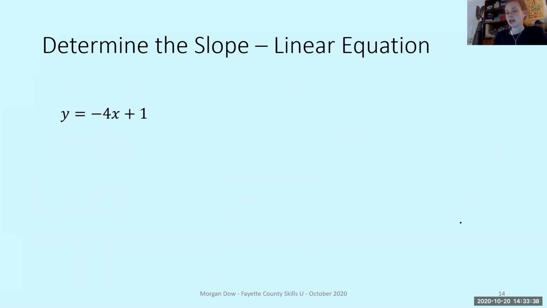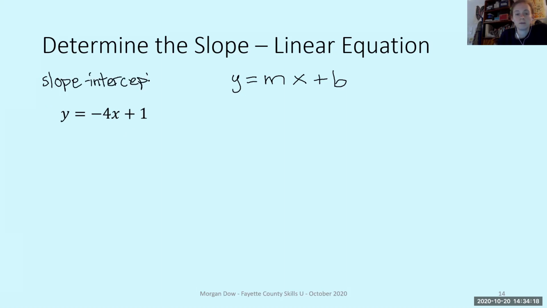All right, and the last way that we're going to talk about for determining slope is by looking at a linear equation. Many times when you are given a linear function or a linear equation, it will be something that looks like this, where you have your y or your output equal to some number times x plus or minus some other number. This way of writing a linear equation has a special name because it's very common, and it's called slope-intercept form. This is actually on your formula sheet.